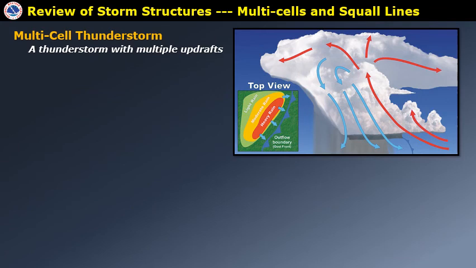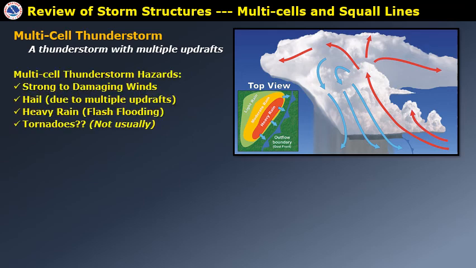Now multi-cell storms, as the name implies, are storms with multiple updrafts. The main hazards with multi-cell storms are strong to possibly damaging winds, especially associated with the outflow boundary or gust front. There is a large hail risk thanks to multiple updrafts, along with a heavy rain and subsequent flash flood threat. Tornadoes can occur, but are typically not a big hazard associated with multi-cell storms.